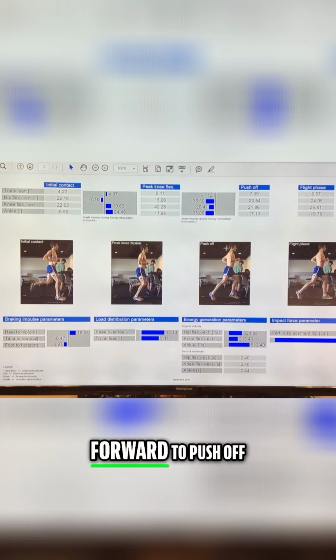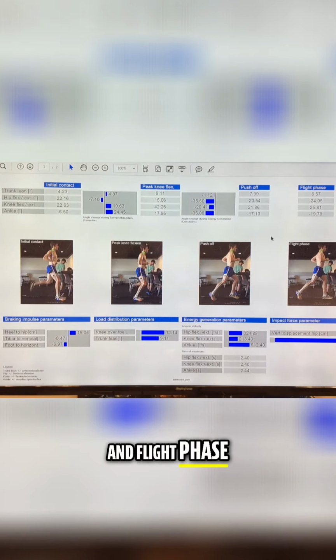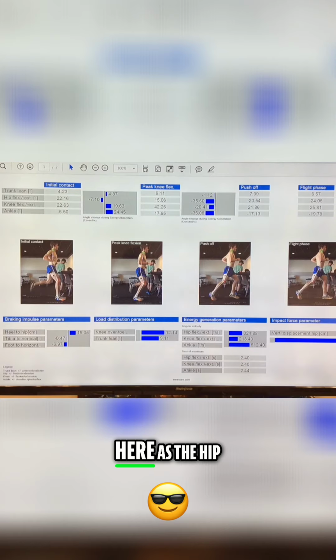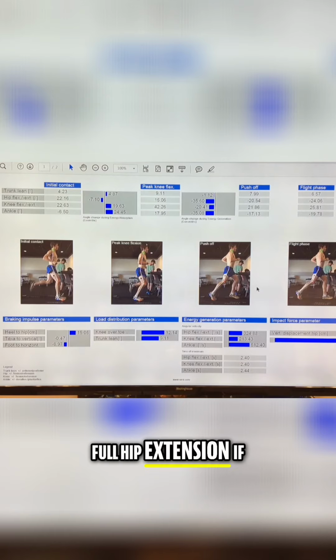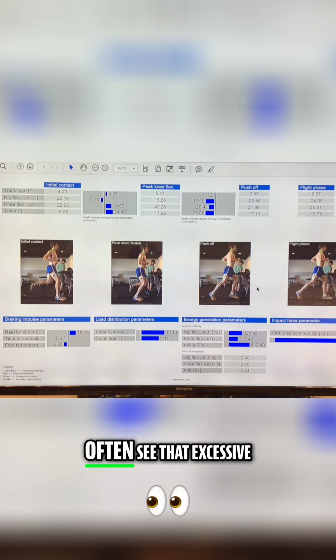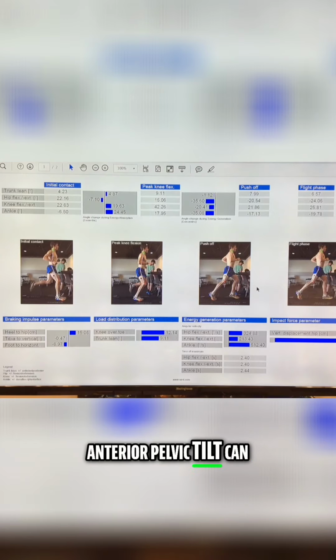So if we skip forward to push off and flight phase, in this athlete, like most runners, we can see a little bit of anterior pelvic tilt here as the hip moves into extension. And that's where we can link back to having full hip extension. If you don't have instant access to 15 degrees of hip extension, we'll often see that excessive anterior pelvic tilt can increase lumbar lordosis, and then as we move through to the next phase, can make it difficult for the glute to remain active when we get into initial contact.